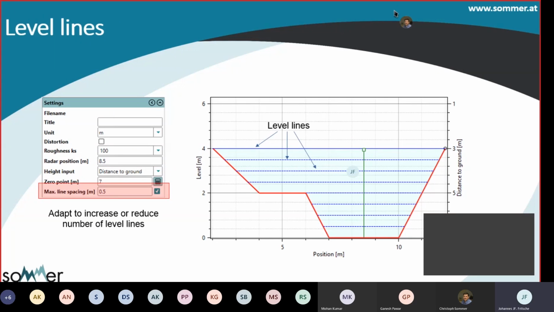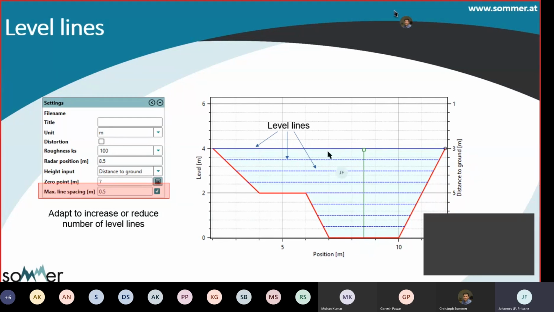So, and the dotted blue lines here now are the so-called level lines. And these are the lines that are used in the discharge table that is then uploaded to the RQ instrument and which are needed for the discharge calculation. And you can set those lines in the settings on the left side again with this line spacing command. So in our case, we have entered here 0.5 meters. So every half meter, a line is drawn as an input value for our discharge table.